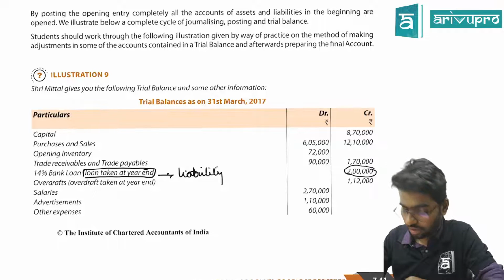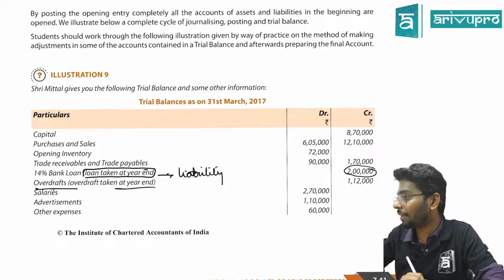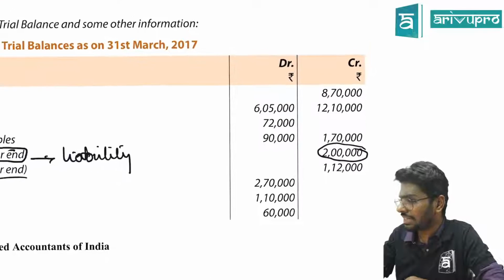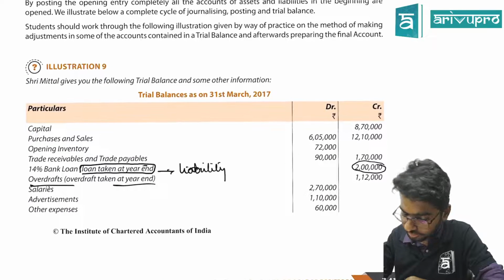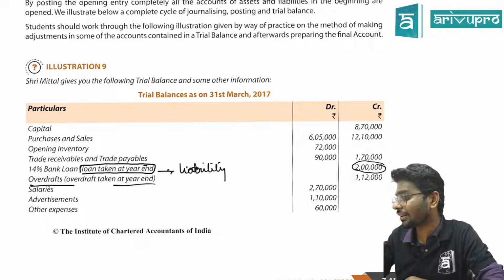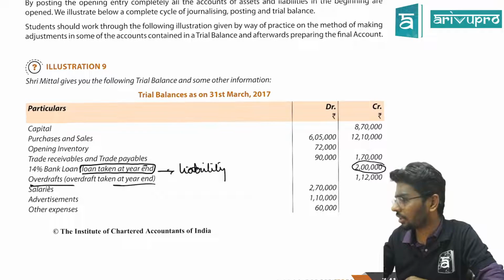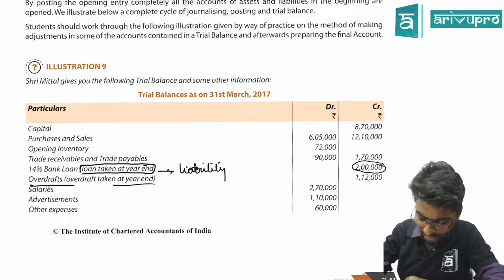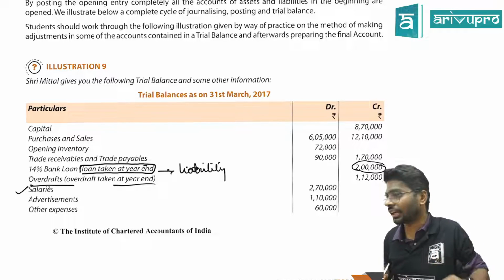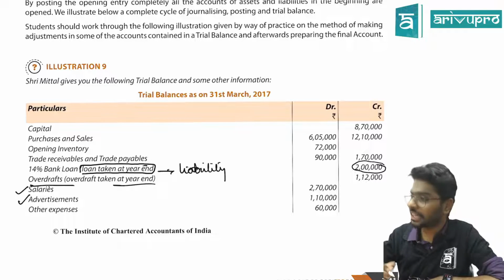Next one, bank overdraft, end of the year. Again, bank overdraft is a liability. Balance sheet. Then salaries. For the P&L account, we'll keep it as it is right now because we have to close our trading account first. Then we'll come back to the P&L. Whatever is to be done later, I'll put a tick so that I don't miss it. Advertisement, other expenses.